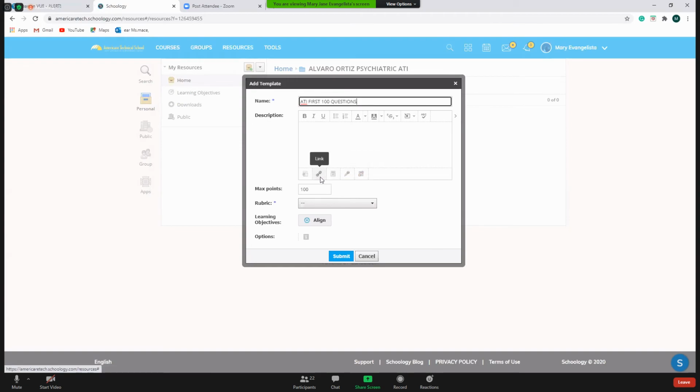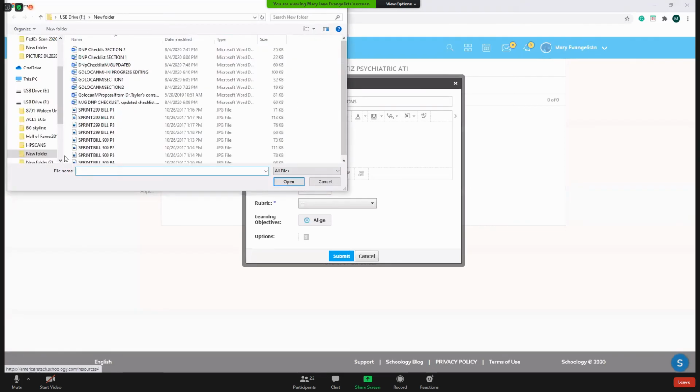Where's the attach here? The first one? That one. Yeah, that's the file. So you will choose whatever you want here, and then you open, and then you submit. That's it. End of the story.